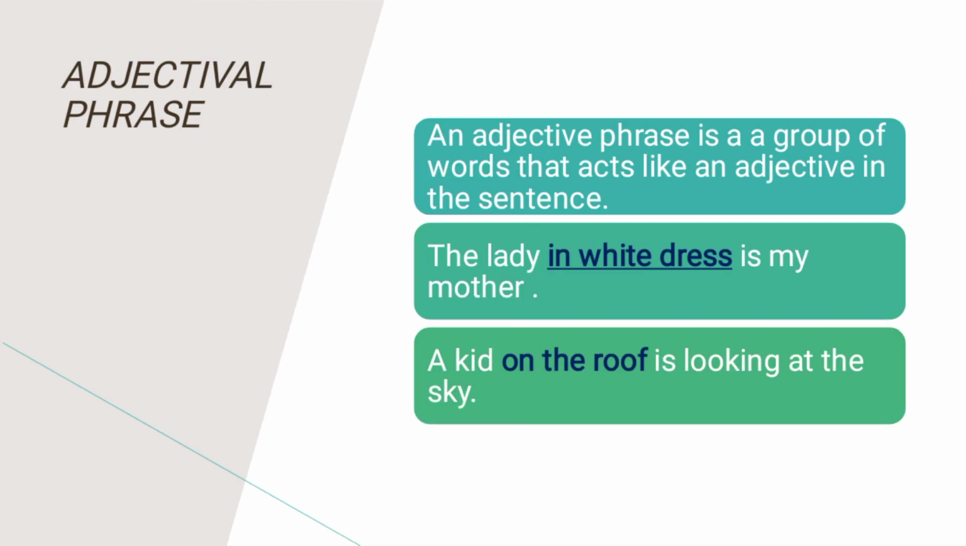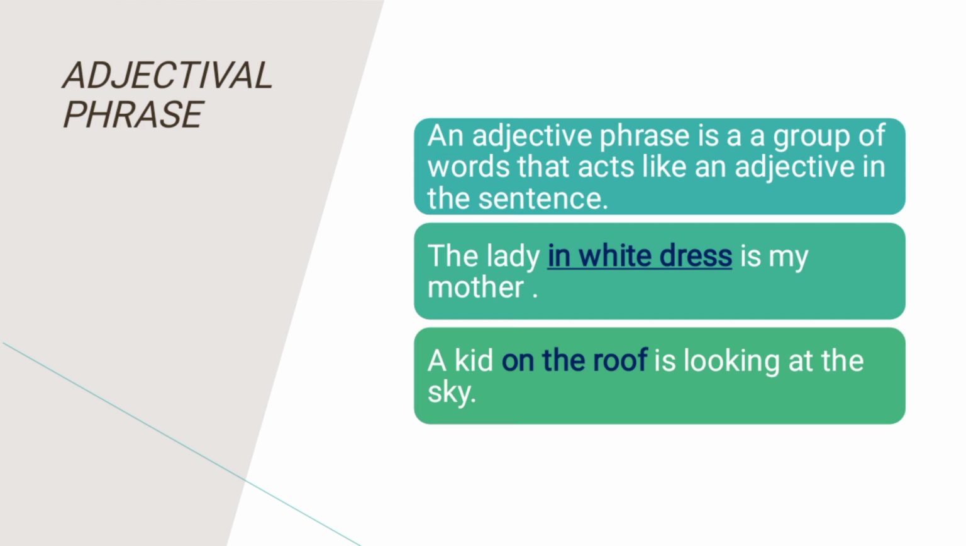Next, we have the adjectival phrase. What is an adjectival phrase in English grammar? What is an adjective? An adjective is a word that is used to modify the quality of a noun. And what is an adjectival phrase? It is a group of words that acts like an adjective in a sentence. For example, the lady in white dress is my mother. Here you can see the underlined part of the sentence, in white dress, is an adjectival phrase because it acts like an adjective in the sentence and is used to modify the quality of the noun, that is lady.